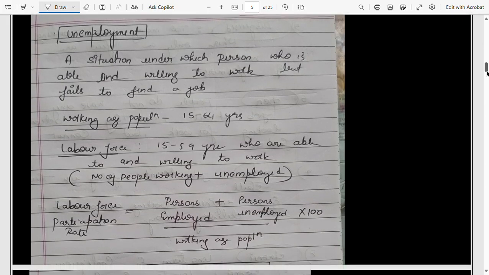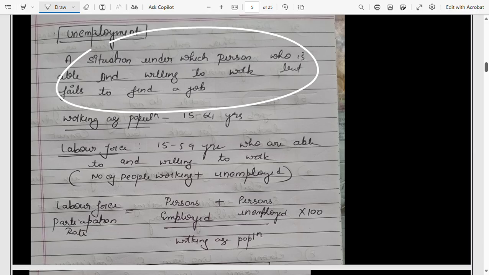Then, what do you mean by unemployment? It is a situation in which a person who is able and willing to work fails to find a job. Here the person is willing to find a job and is also physically fit and able to work, but is not able to find a job. This consists of the working age population between 15 to 64 years. And what is the labor force? This category contains people from 15 to 59 years who are able and willing to work, those who are physically fit to find a job and work. That comes under the labor force.